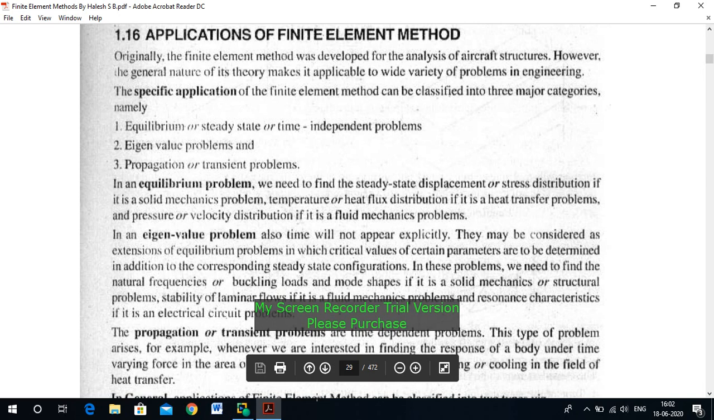Application of the finite element method. In engineering there is a variety of applications of the finite element method, and the specific applications can be classified into three major categories. The very first one is equilibrium or steady state or time independent problems. The second type of application is eigenvalue problems. The third one is propagation of transient problems. These are the three important specific applications of the finite element method.